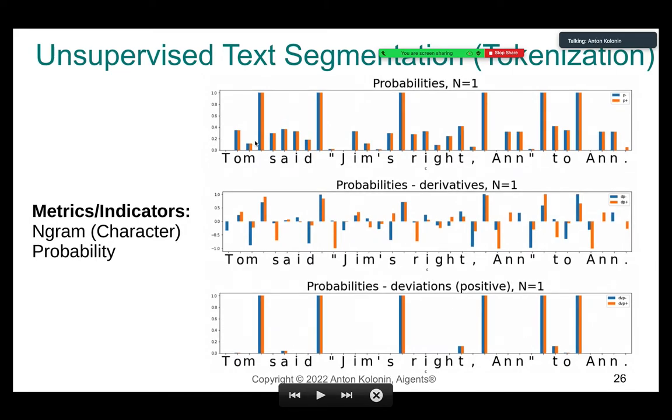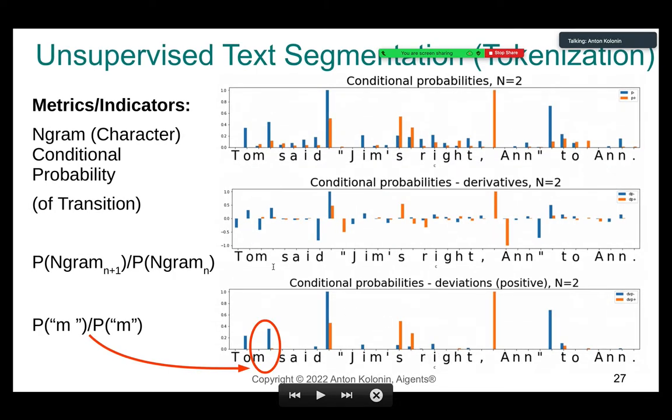For example, here you see the profile of computing the plain probabilities of unigrams, like letters, in forward direction and in backward direction. Orange bars correspond to direction from left to right, and blue bars correspond to direction from right to left. So you can see that if you take the plain probabilities, you can nicely figure out the tokenization based on the spaces, but you can never detach quotes and punctuation out of the words. So you can't isolate the punctuation.